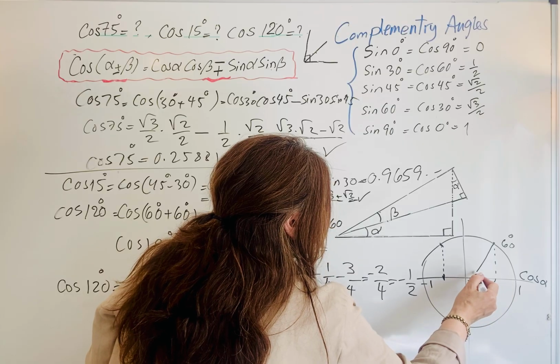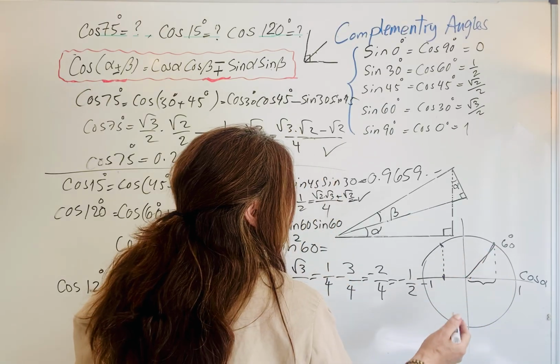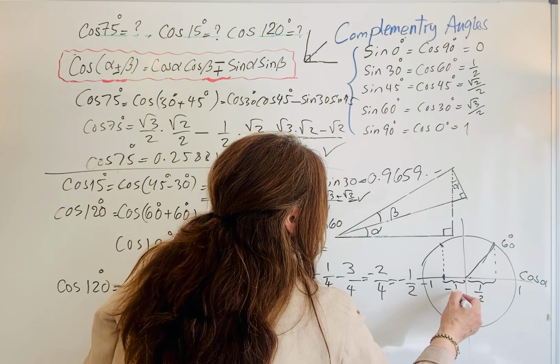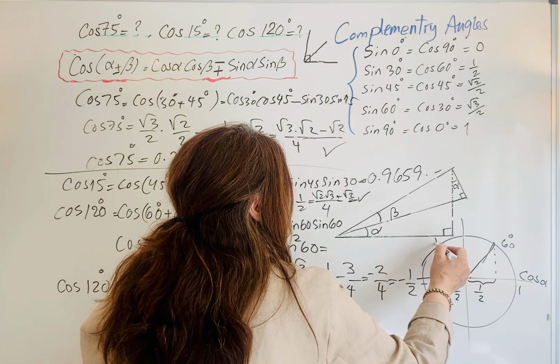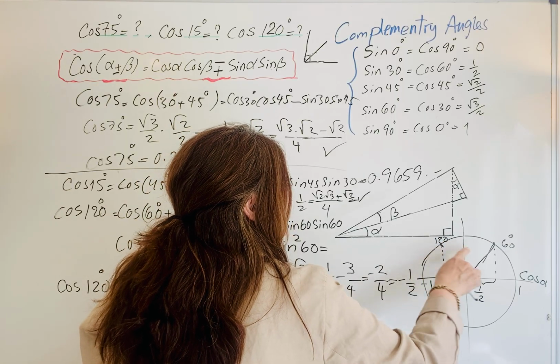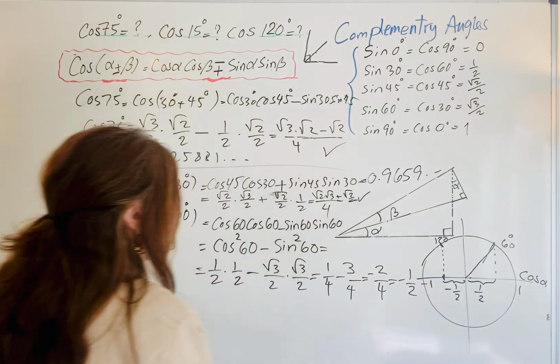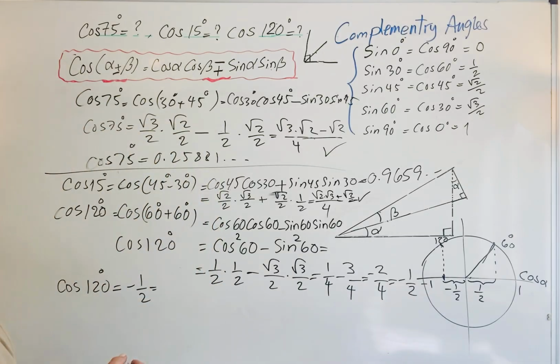This is cosine of 60 degrees, yes? Cosine of 60 degrees is half. But here is the negative side. So cosine of 120 degrees is equal to the negative of cosine of 60 degrees. Okay, this one is negative 1 over 2. Okay, great.